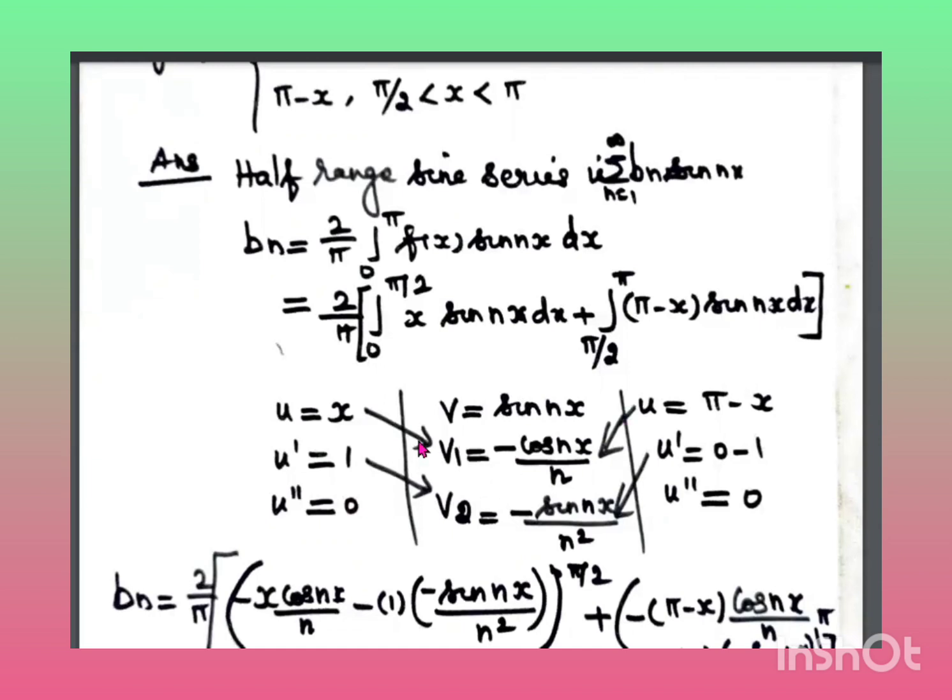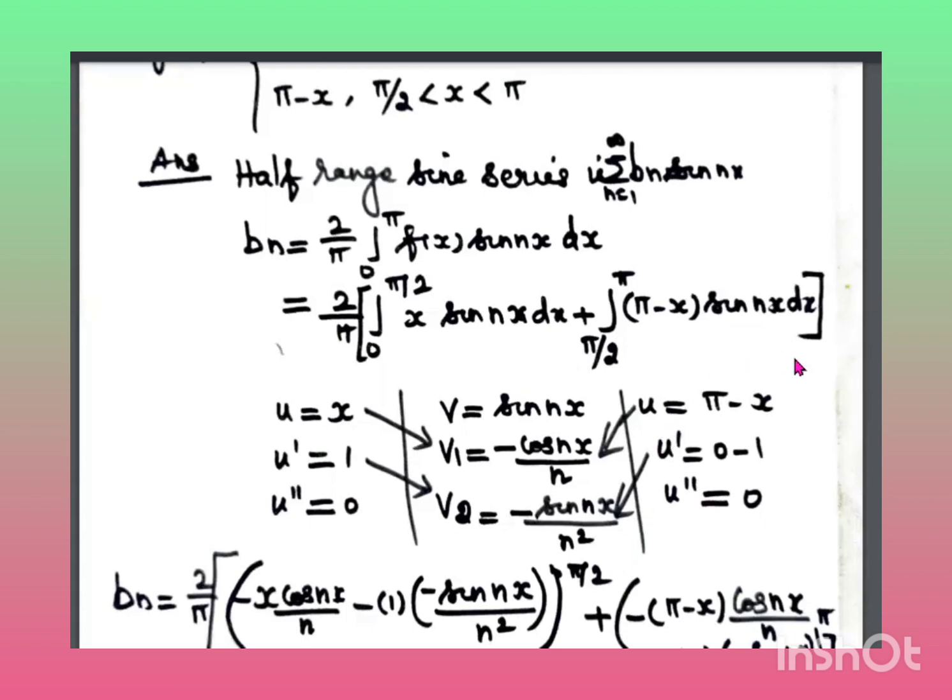For the first integral, I have written u is equal to x. u dash means differentiation of x, which is 1. u double dash means differentiating 1 again, which is 0. v is equal to sin nx. v1 is the integral of sin nx, which is minus cos nx divided by n. v2 is minus sin nx divided by n square.